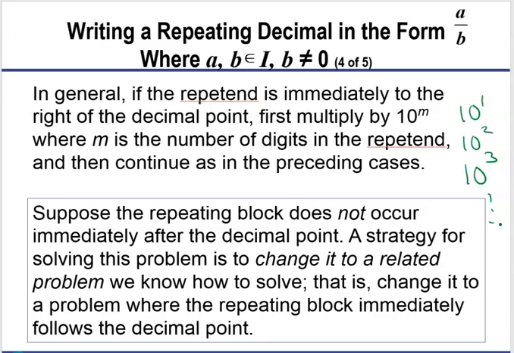suppose the repeating block does not occur immediately after the decimal point. It can happen that you have a digit or two in the tenths, hundredths, thousandths place that is not part of the repeating block. Okay, a strategy for solving this problem is to change it to a related problem we know how to solve. That is, change it to a problem where the repeating block immediately follows the decimal point.